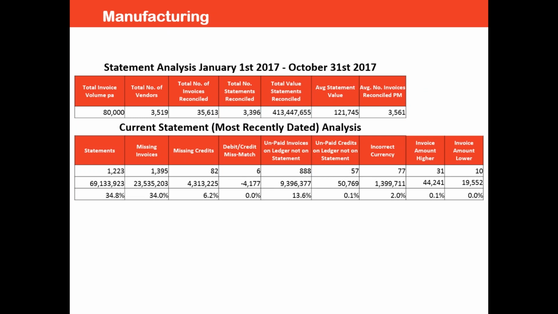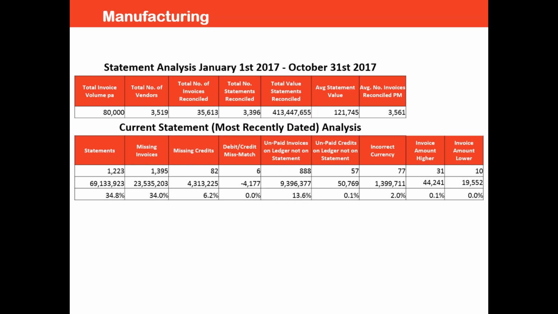So I'll spend a bit of time going through this first one, just so that you know what's in each of the boxes, and then afterwards I'm going to point the highlights out. The top box is based on statements that have been processed from January the 1st this year through to the end of October, so basically a 10-month period. This customer's in the manufacturing sector. They process about 80,000 invoices a year. They've got 3,500 vendors on their ERP system. The total number of invoices that they've reconciled is just over 35,000, so they've reconciled just under half of their invoice volume over the 10-month period.